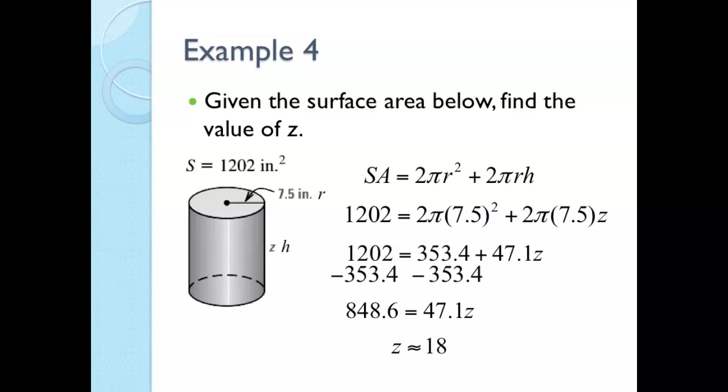And since z is representing the height here, this is going to be in inches. So this is 18 inches.